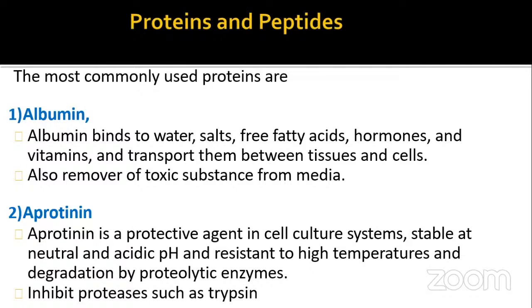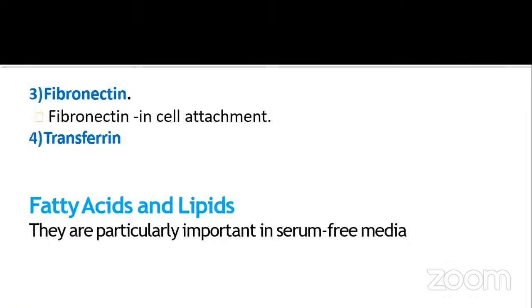It is stable at both neutral and acidic pH and resistant at high temperature, and also it won't get degraded with proteolytic enzymes. So it inhibits proteases like trypsin. Aprotinin can neutralize the trypsin activity. Then fibronectin. It is involved in cell attachment. Then transferrin, which will transport the iron.